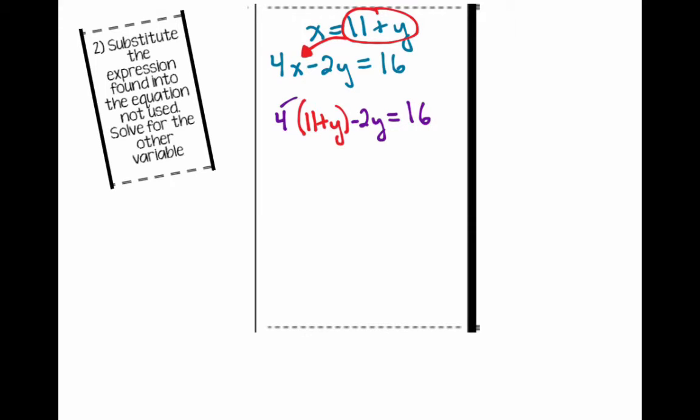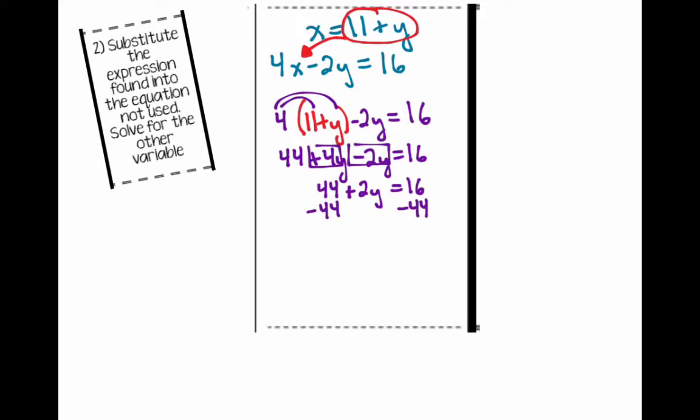Distribute to solve. 4 times 11 is 44. 4 times y is plus 4y. Copy down the rest of the equation: minus 2y equals 16. Combine my like terms: 44 plus 2y equals 16. Isolate for y. Subtract 44 from both sides. I'll end up with 2y equals negative 28. Divide both sides by 2. y equals negative 14. So now I have my y.